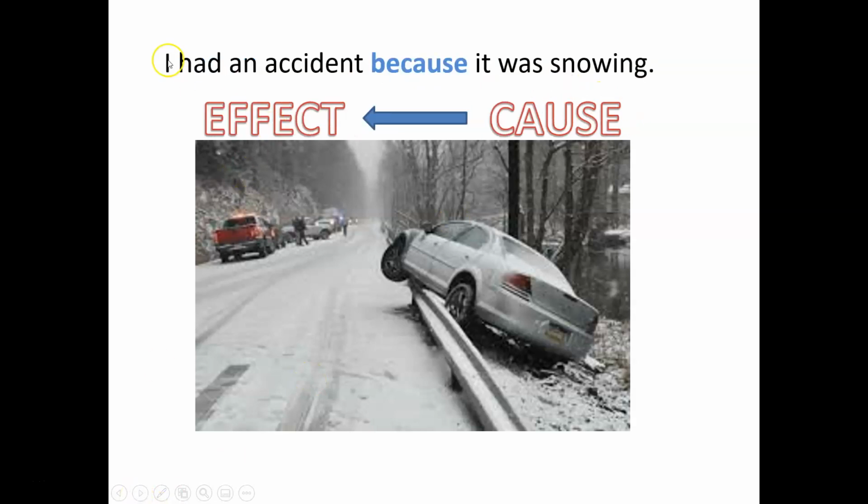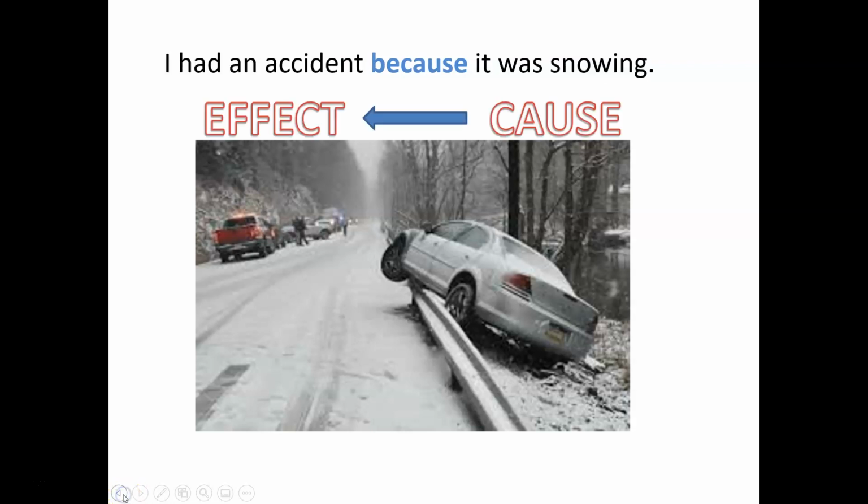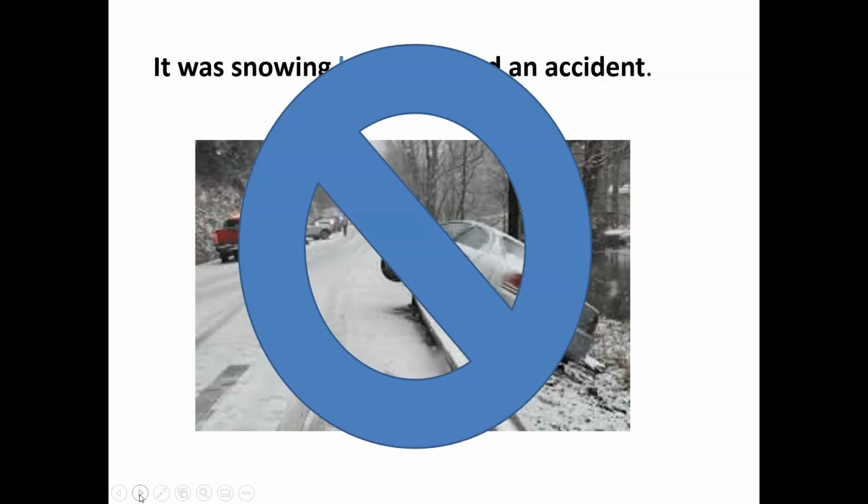Okay? Now, if we say I had an accident because it was snowing, it has the same meaning, the same ideas, right? But the effect is listed first and the cause is listed second, and that's fine. Is it correct to say it was snowing because I had an accident? So we can say I had an accident because it was snowing, but can we say it was snowing because I had an accident? No, that does not make sense.